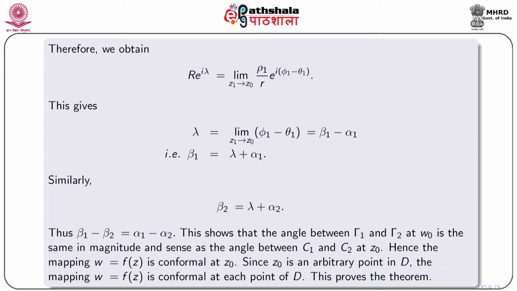This gives beta 1 minus beta 2 equal to alpha 1 minus alpha 2. This shows that the angle between gamma 1 and gamma 2 at W0 is the same in magnitude and sense as the angle between C1 and C2 at Z0. Hence, the mapping W equal to f z is conformal at Z0. Since Z0 is an arbitrary point in D, the mapping W equal to f z is conformal at every point of D. This proves the result.